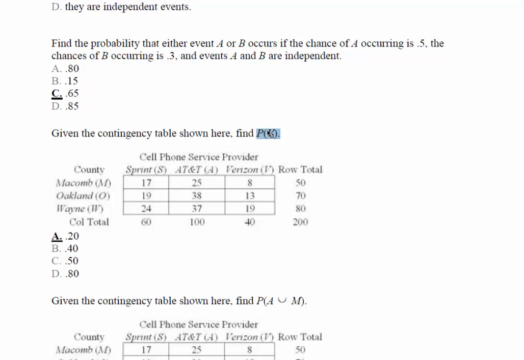Now P(V) is what? You surveyed from your sample. What is the chance of someone using Verizon? We know that 40 people are using Verizon, 40 out of a total of 200 people. 40 divided by 200, what do you get? That's 0.20. Therefore, A is the correct answer.